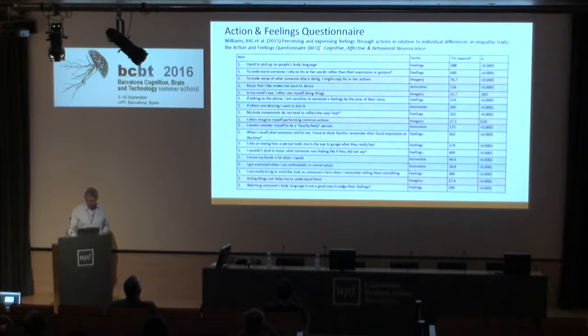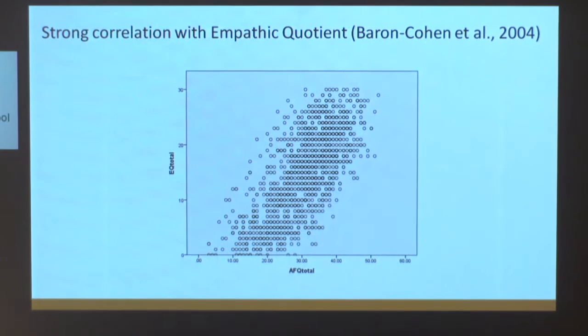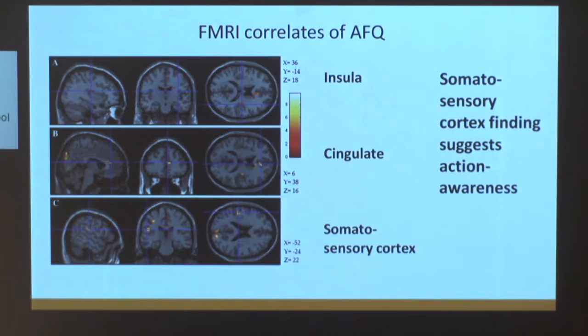The first thing was that we found a very strong correlation with the empathy quotient. So there's quite a strong correlation between your use of nonverbal behavior and the EQ. I'll come on shortly to tell you a little bit about our imitation study in the scanner, where we had people doing the facial imitation task, and we looked at how much people scored on the questionnaire. This is a very small scale study, but we found correlations between the AFQ score and activity in the somatosensory cortex, this anterior cingulate here, and the insula here.